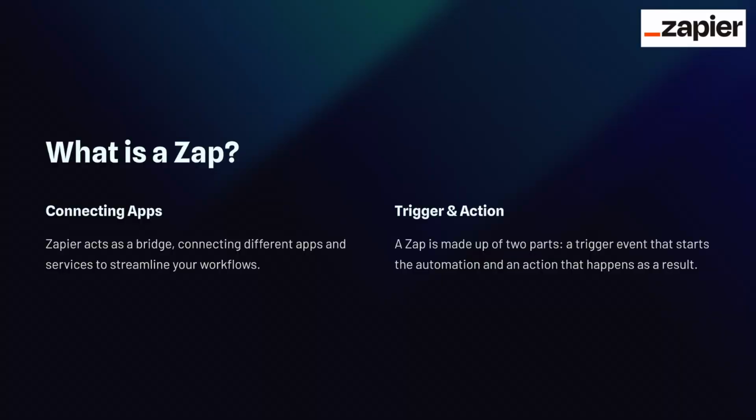Before we dive in, a quick recap. Zapier connects your apps to automate tasks. Every automation, called a Zap, has two parts: a trigger, which is the event that starts it, and an action, which is what happens next. Got it? Awesome. Now let's quickly explore what the Zapier UI has to offer before creating a new Zap.